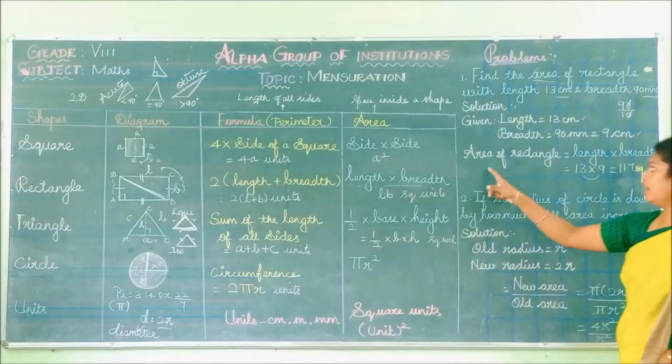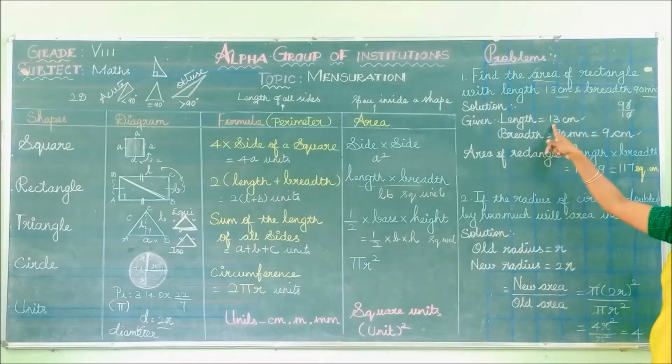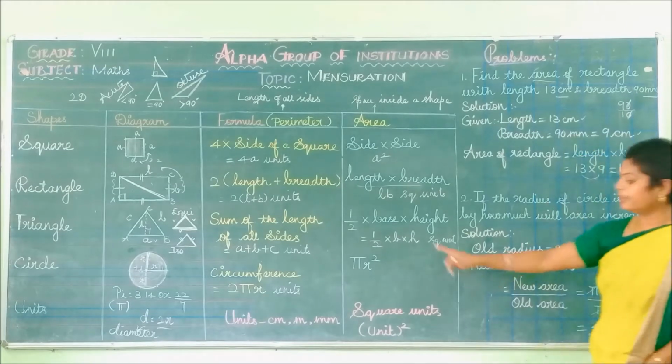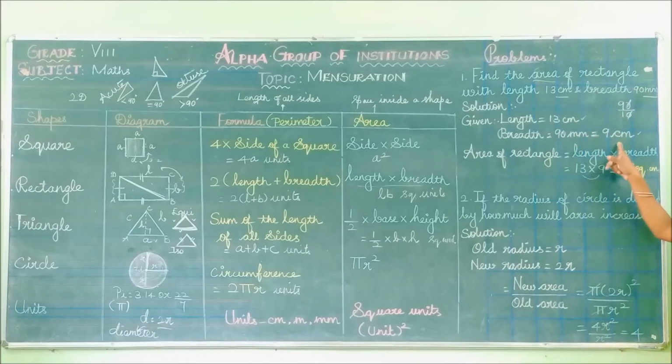So listen, area of rectangle is equal to length into breadth. What's the given question? Length is 13 centimeter and breadth is 9. So 13 into 9: 9 threes are 27, carry 2, 1 nine is 9, plus 2 is 11. So we get 117. What unit have I written here? Square centimeter, because for area the unit will be a square measurement. Since we changed it to centimeter, I have written square centimeter.